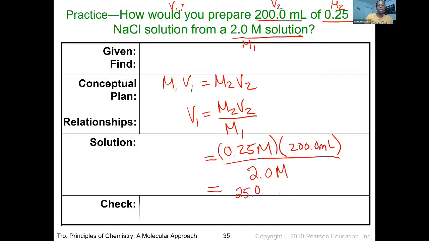What that physically means is that I would have to get 25.0 milliliters of that concentrated 2.0 molar solution, and then add enough water to get up to 200 milliliters to create a total solution volume of 200. Notice I didn't say add 200 milliliters to the 25. We're just going to add enough water to get up to that 200 milliliters.